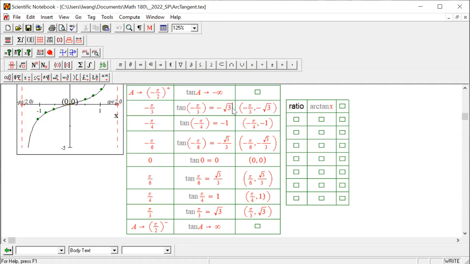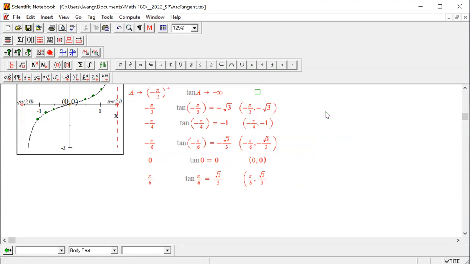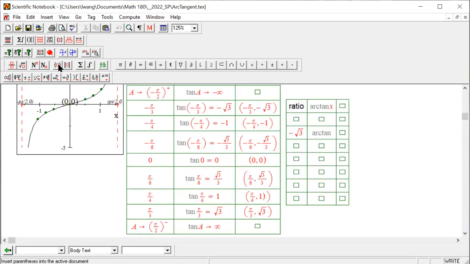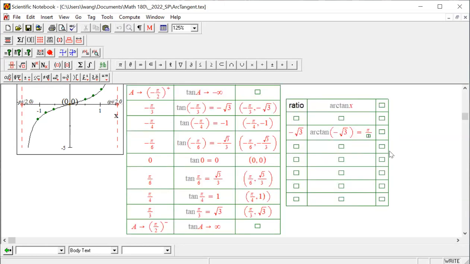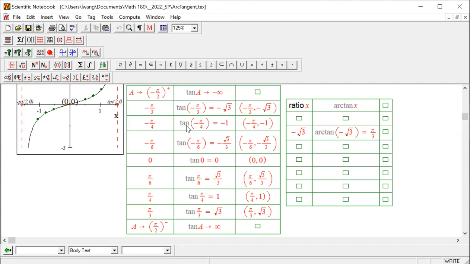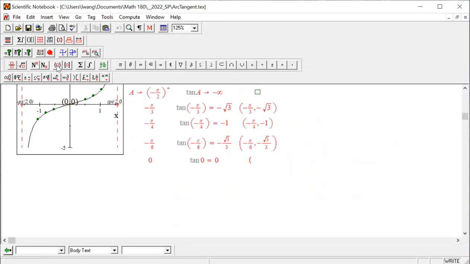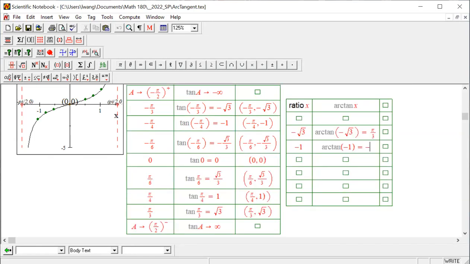We swap input and output. So output becomes input, and arctan of negative square root 3 equals pi over 3. You see that swap, swapping input and output. So of course that ratio is x. And for this second line, the input is going to be ratio -1, and the output is going to be arctan of -1, that equals negative pi over 4.